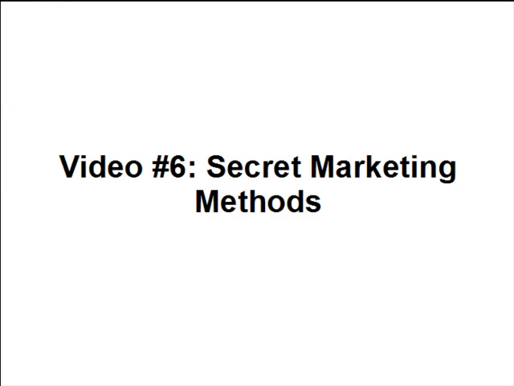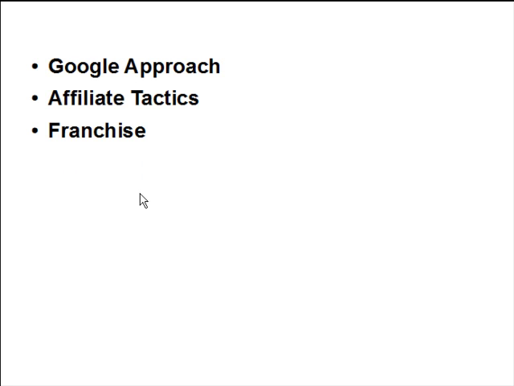Hi, and welcome to video 6, which is the secret marketing methods. This video consists of 3 different marketing tactics: Google approach, the affiliate tactics, and the franchise method. Let me go ahead and show you how to implement these 3 tactics.